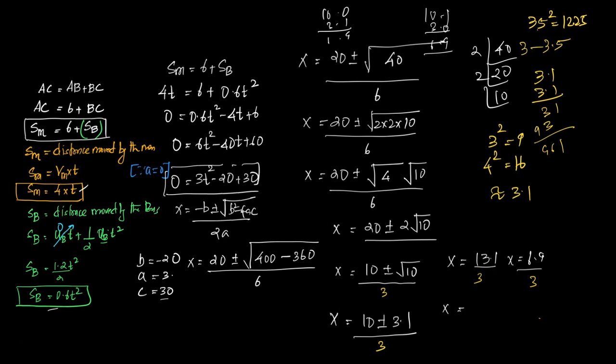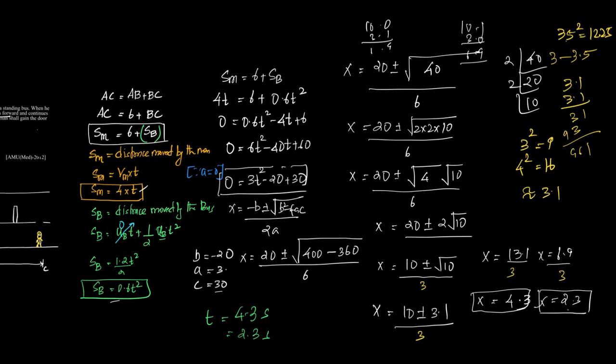Which gives the value to be either 13.1 by 3. So that will be somewhere around 4.3: 13.1, 4 3s are 12, 4.3 3s are 9, 11 minus 9 is 2, okay, 4.3. Or x is equal to 6.9 by 3, where 2 3s are 6, 3 3s are 9. So we get two values, x equal to 4.3 almost, and x equal to 2.3. And what is x here? x is time, right? So we get the value of t is equal to either 4.3 seconds, or it is equal to 2.3 seconds. Let us look at the options now.